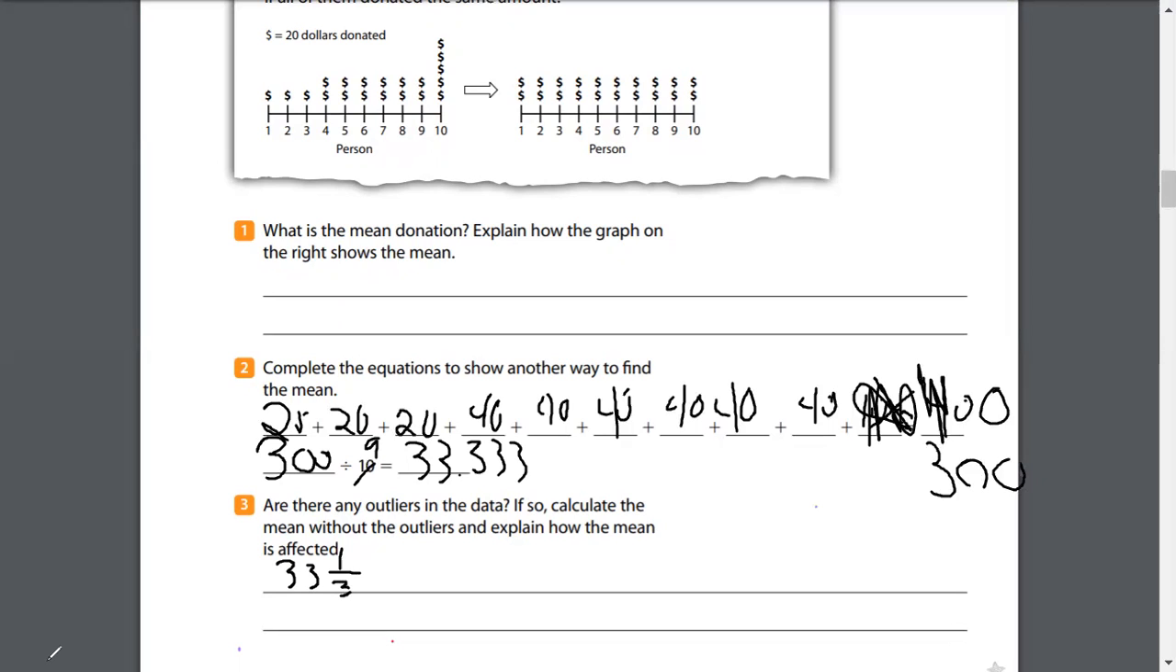Now, how is the mean affected? Well, is the mean bigger or smaller? It would be smaller at this particular point in time. Right. Because we took the outlier out, which was 100. So if you take a number away from a group of data, the mean is going to increase or decrease. It depends on what the number was.